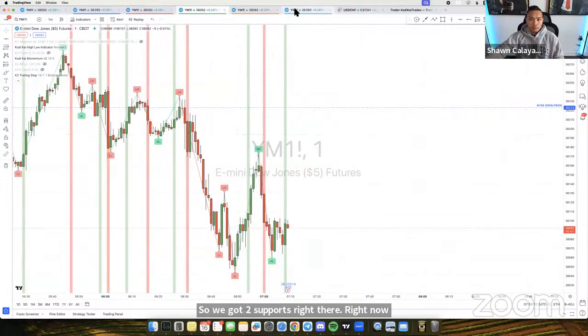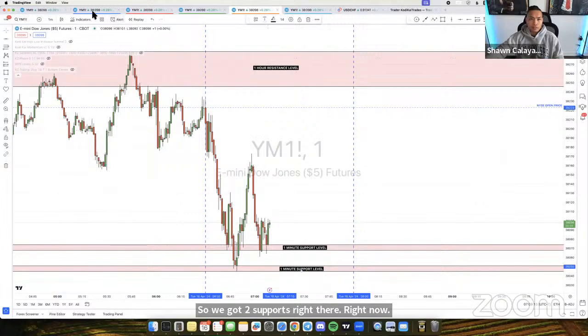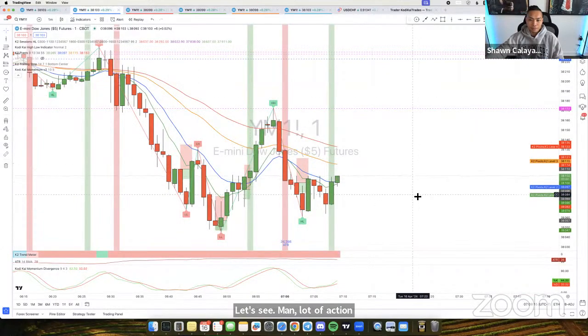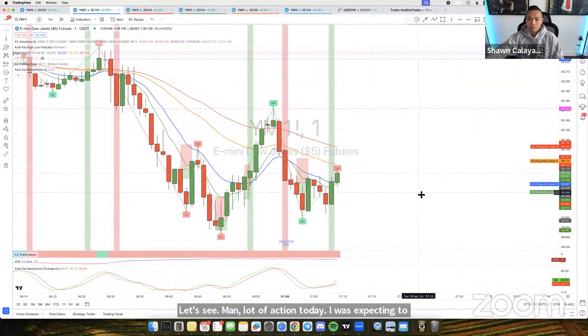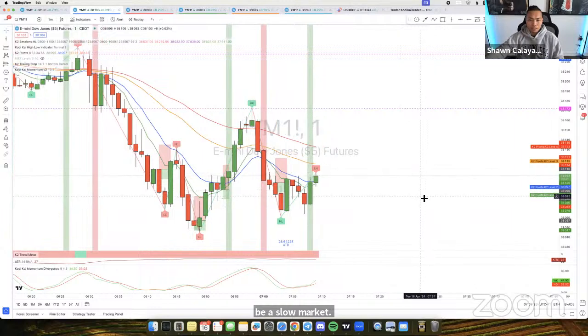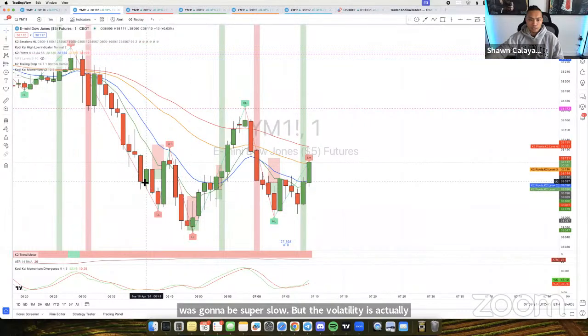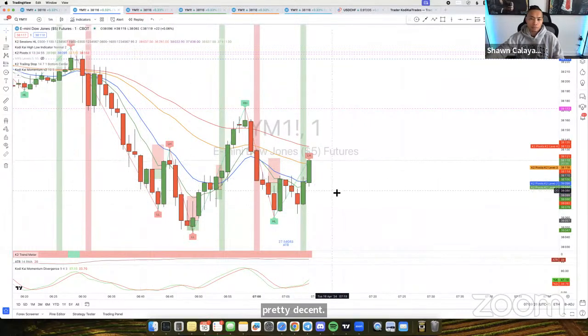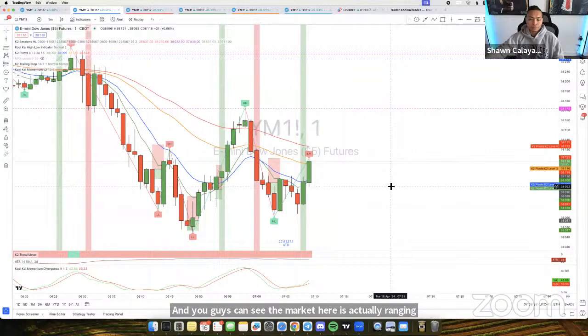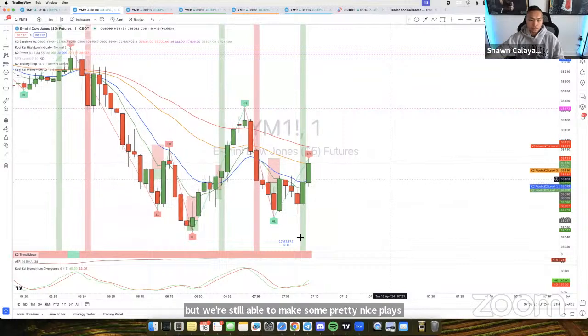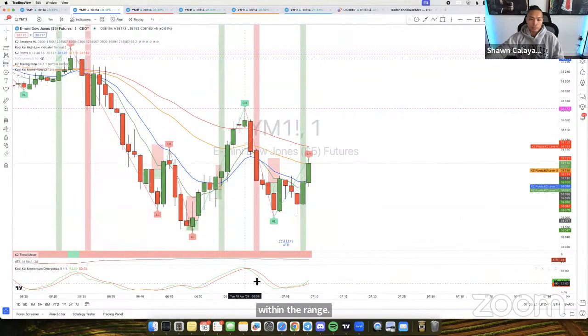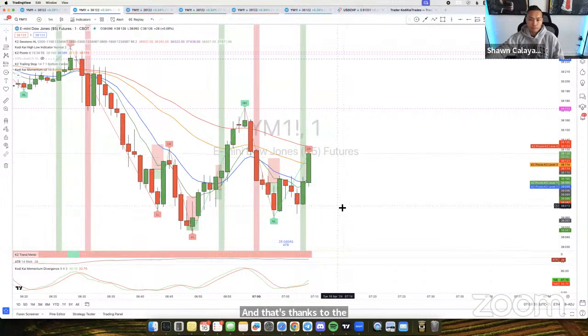Let's see. Man, a lot of action today. I was expecting it to be a slow market. When we first got on today, I thought this market was going to be super slow. But the volatility is actually pretty decent. And you guys can see the market here is actually ranging, but we're still able to make some pretty nice plays within the range. And that's thanks to the momentum indicator down here, or the divergence, because you're able to see a lot of things that a lot of people can't.